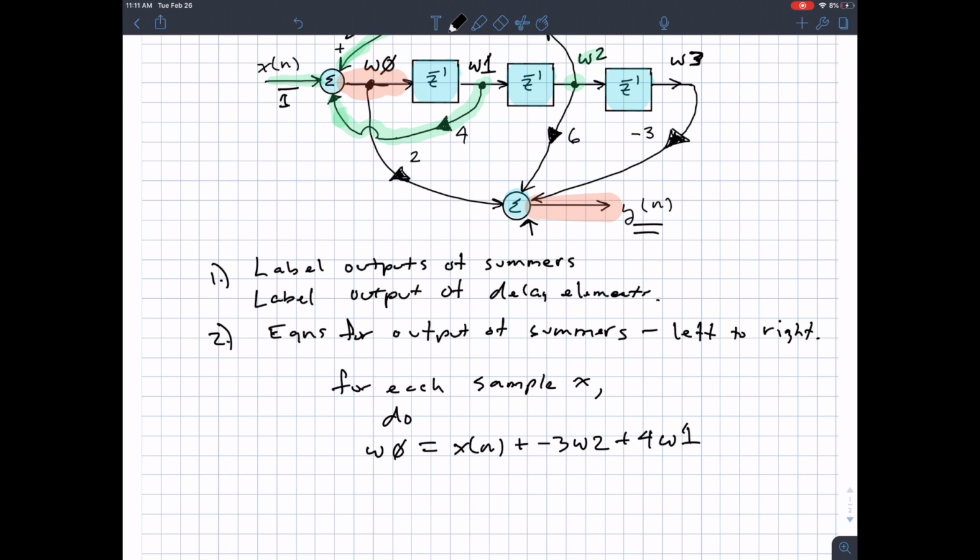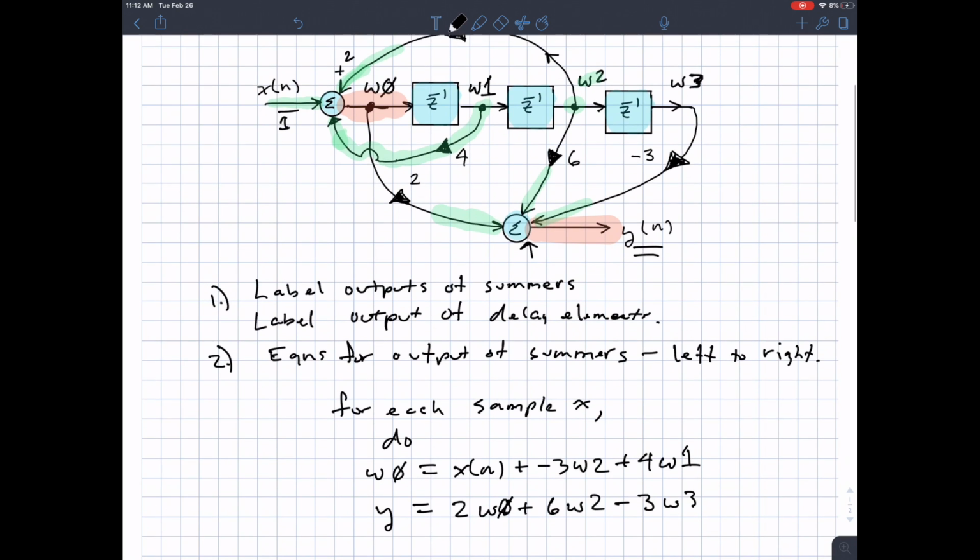So we go to the next output. The next output is y. So y is equal to, I look at the green lines coming into the summer. Here's one, and here's one. Okay, so in this case, y is equal to, I think you can see it, 2 W0 plus 6 W2 minus 3 W3.